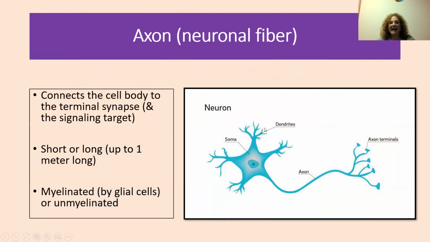Here's another example of that axon. It's coming off the cell body or the soma. It's extensive and it goes down to its axon terminal, and it will then synapse with another cell, which we will talk about in a moment.